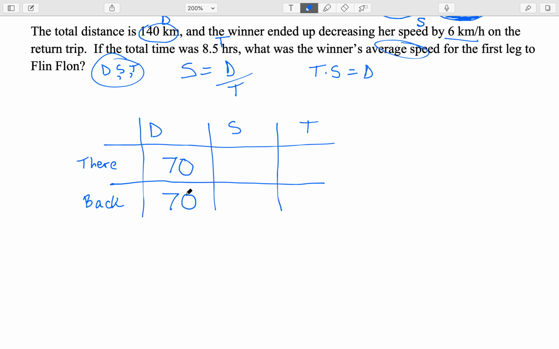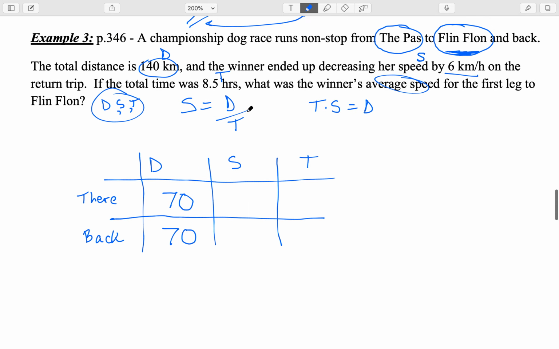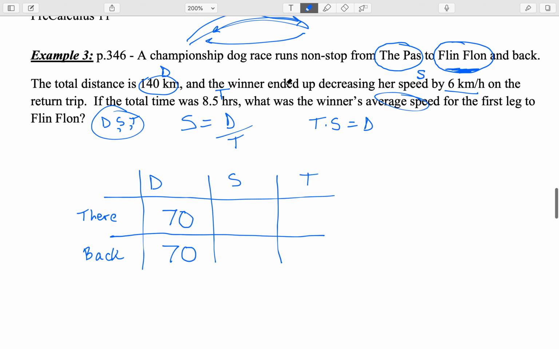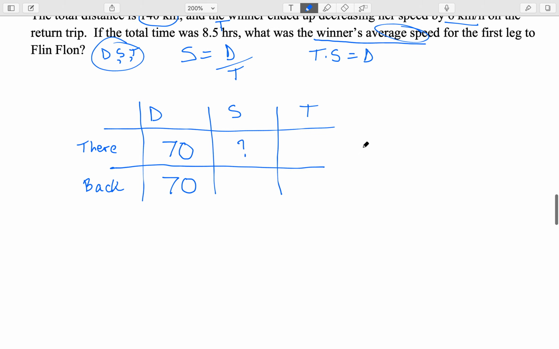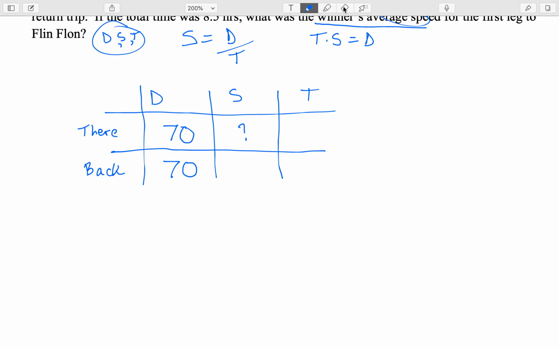Okay, that's the easy part. Do we know the speed? It says the winner ended up decreasing her speed by 6 kilometers an hour on the return trip. So coming back is slower. I don't know this. The total time is 8.5. What is the winner's average speed for the first leg? That's what I'm looking for. So that's what I want to call X or Y or Z or whatever. I'm not going to use S. S would be a good one but my S's look like 5s. So I'm going to call it X.